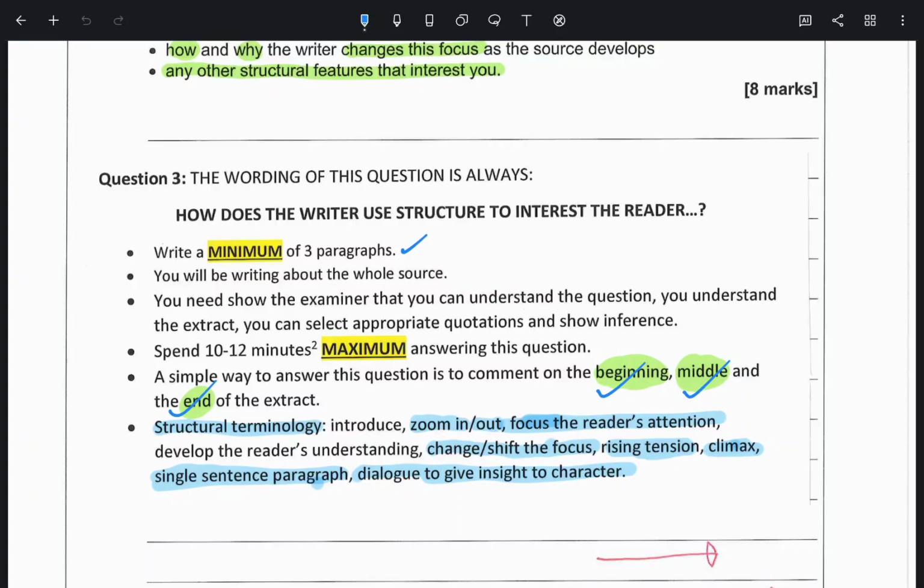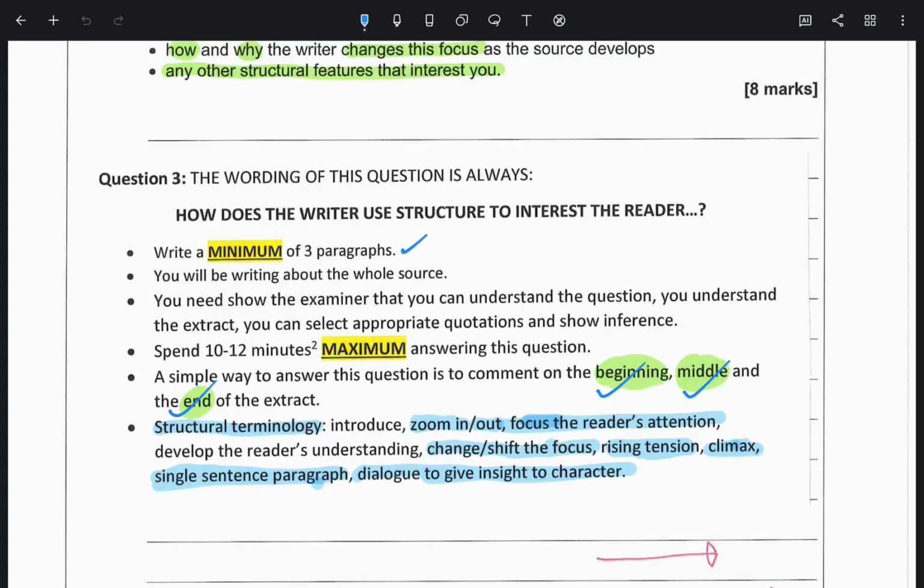Tell us how it focuses the reader's attention and how it develops the reader's understanding, and also the change or shift in focus. What shifts in focus? Is it the setting? Is it the characters? Is it the mood, the atmosphere, etc.? So make sure you use those words: the writer shifts the focus to... That's a top tip I'll give you all, and it's a hack, because if you word it like that, you force yourself to answer the question accurately.